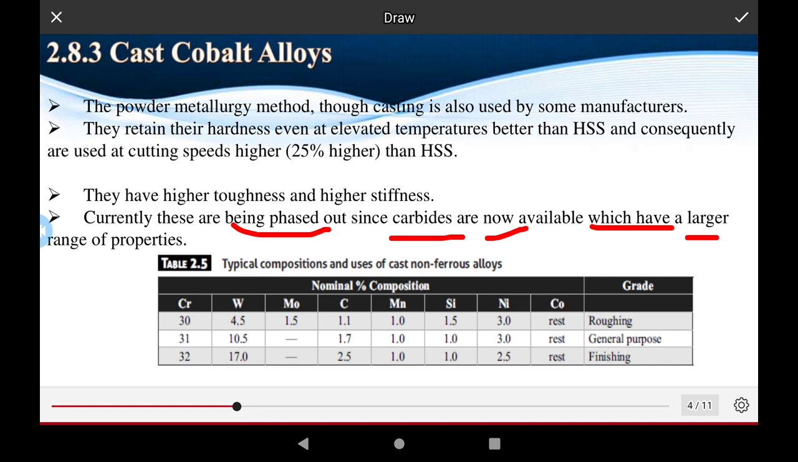Cobalt based alloys. The cobalt based alloy is available in a roughing grade. The chemical composition includes chromium, tungsten, molybdenum, carbon, manganese, silicon, nickel, and cobalt. These are the compositions of the cobalt based materials.